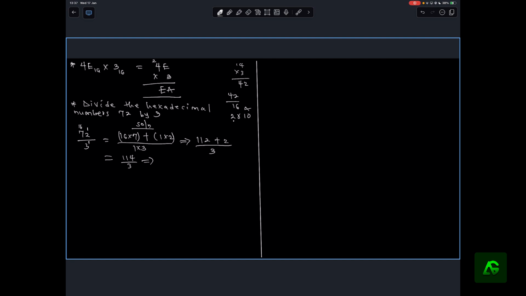So 3 in 11 is 3, right? Now in 24, that is 8. So we have 38, right? So this value, we have it in base 10.